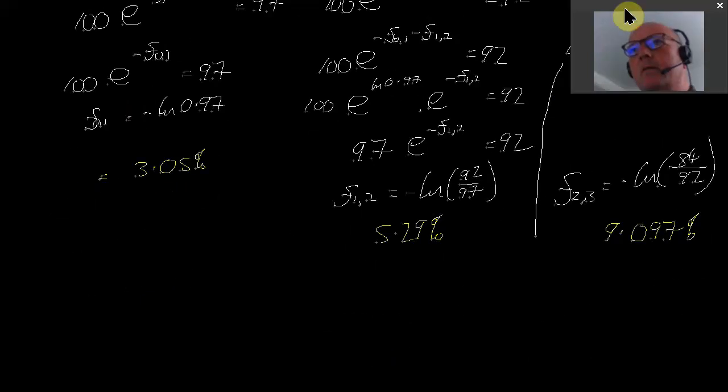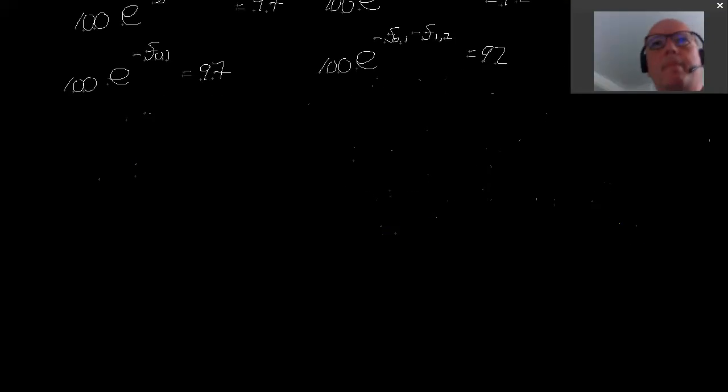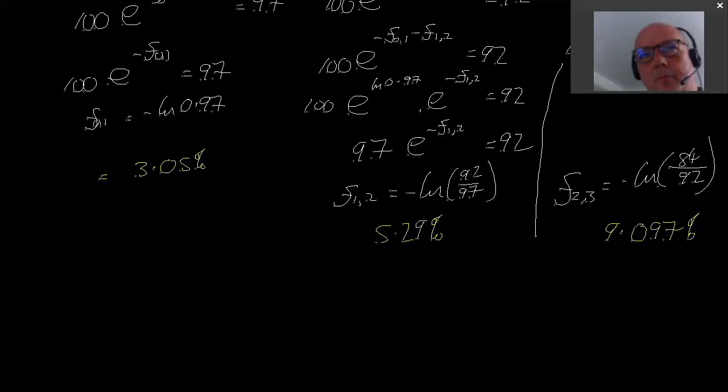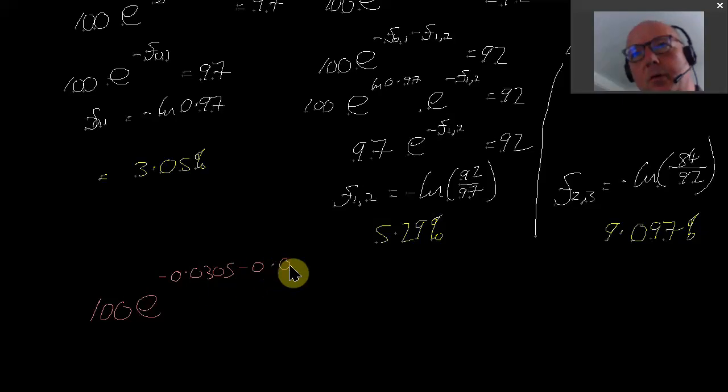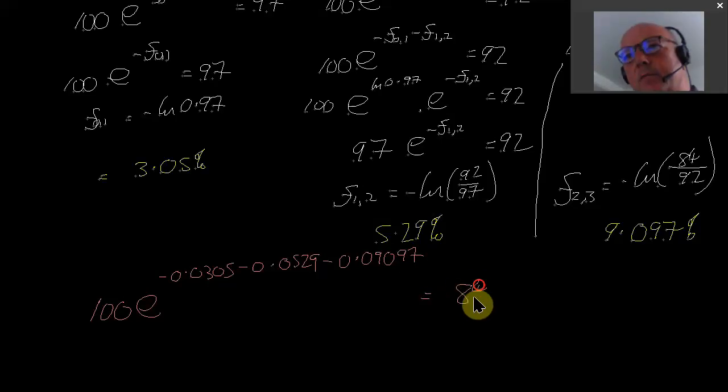Okay, and you can recheck that quite easily by saying, well, what is 100 times e to the minus 0.0305 minus 0.0529 minus 0.09097? Okay, and you should find that is equal to 84.